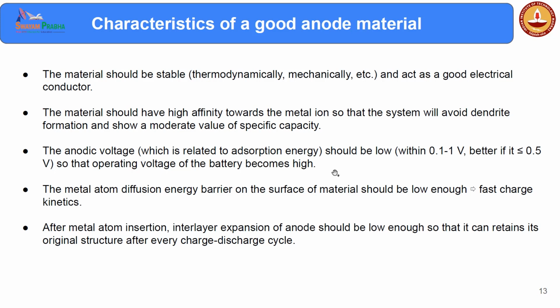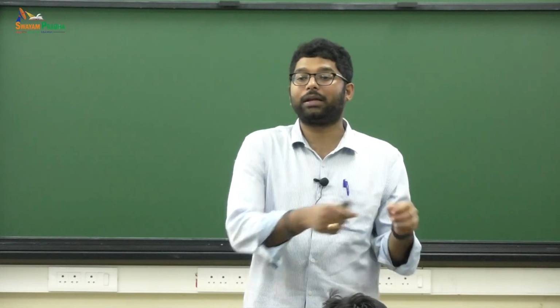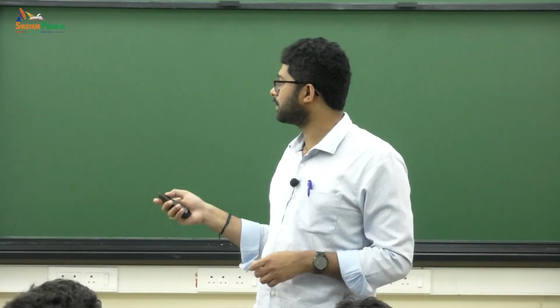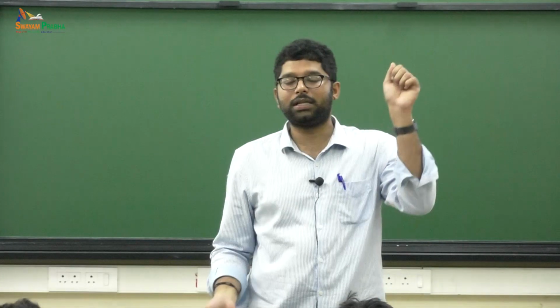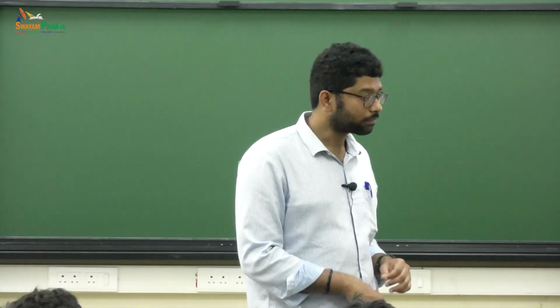Next, once you have the anodic voltage, we will try to see if any material is having a very low energy, a low voltage or not, average voltage. And then the metal atom diffusion barrier should be as low as possible. Metal atom diffusion barrier is nothing but how quickly you are removing and how quickly you are able to put on the anode surface. And finally, whether this material is able to bulge or it is stable or not. These are the things that we will be seeing.